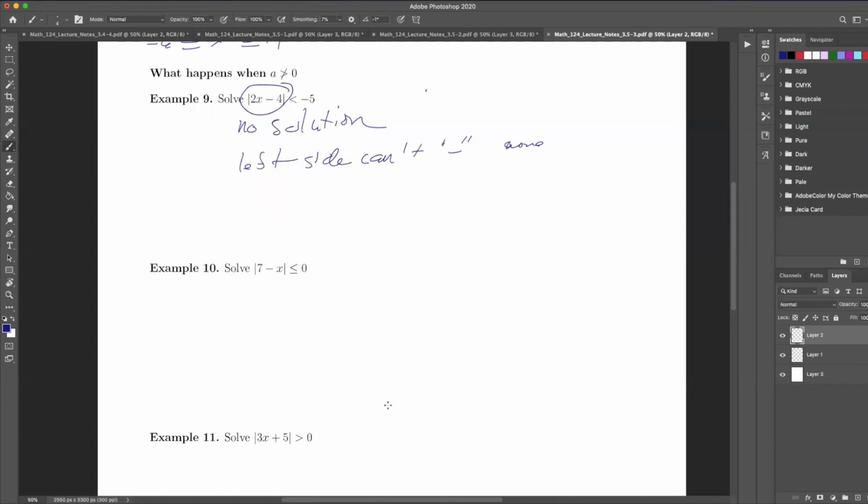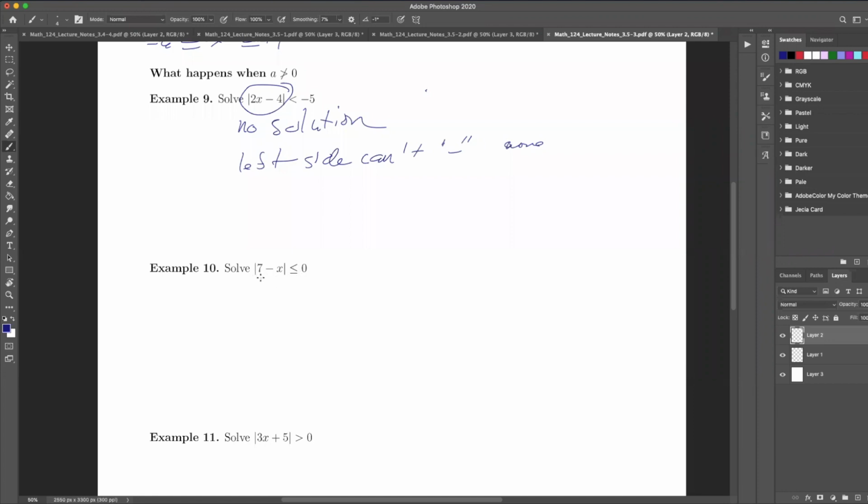And so let's pretend we have a 0. Can this ever be less than 0? So in this case, what happens? And so here we have a 0. This can't be less than 0, but it can't equal 0, right?